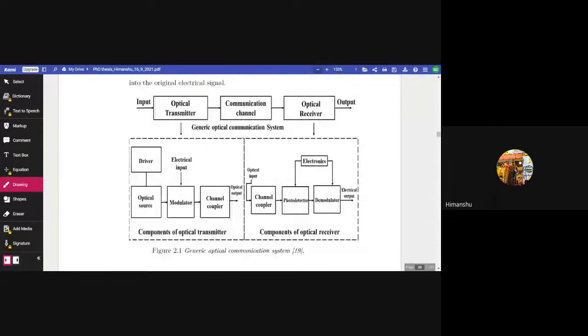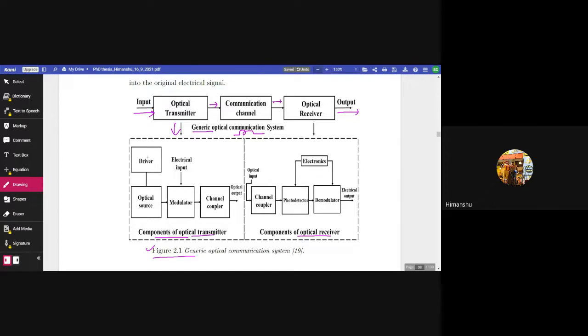So now if we look at figure 2.1, here above the generic communication system structure is shown. That is, we give an input signal to the optical transmitter, then the optical transmitter transmits it through the communication channel. After that, it goes to the optical receiver, and then we finally get the output. But inside the optical transmitter, what are the components? And inside the optical receiver, what are the components? We can see in the below figure. Here, this communication channel is the optical fiber cable, and the components present in the optical transmitter are shown below.